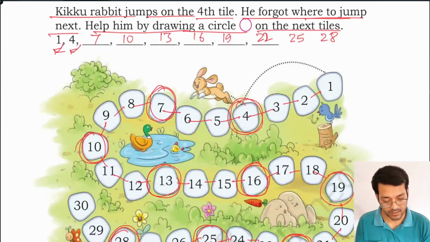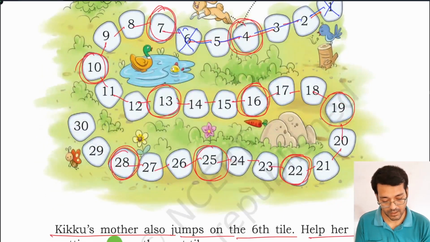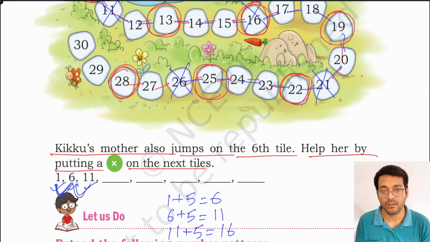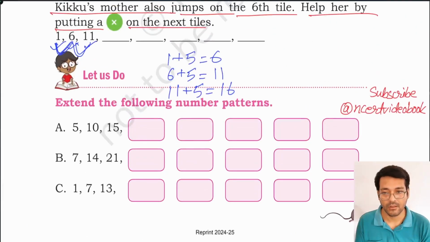Then you have to mark 1, 2, 3, 4, 5, and repeat the same count of five each time. Okay, the answer will be like this.